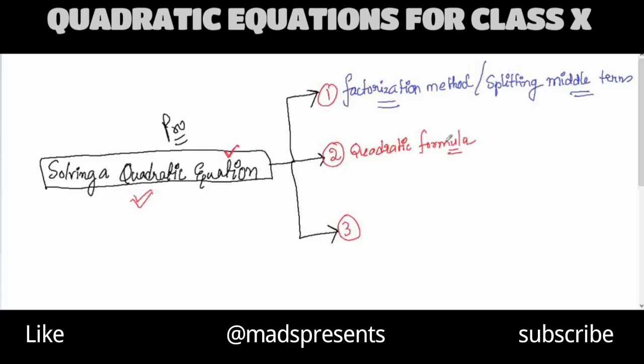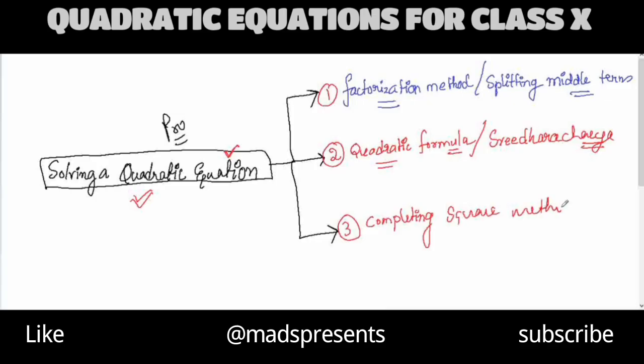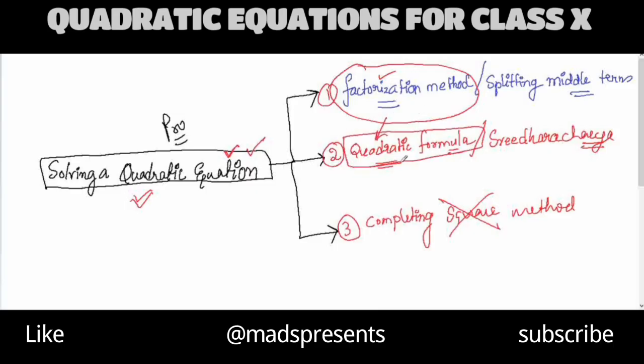If you learn the formula, then solving becomes very easy. The quadratic formula is also called the Sridharacharya formula. Sridharacharya is the person who formulated this. The third is the completing square method. This you don't need. Focus on the factorization method. If you know the factors, then it is very easy to solve a quadratic equation. Second is the quadratic formula. If you know it, solving a quadratic equation is very easy.